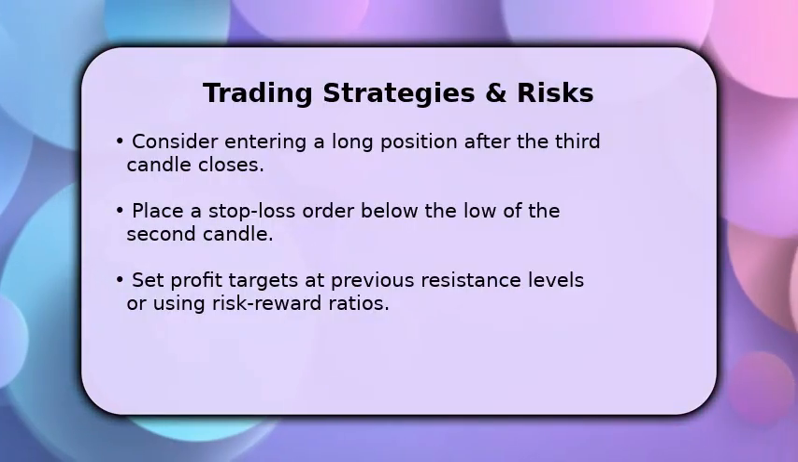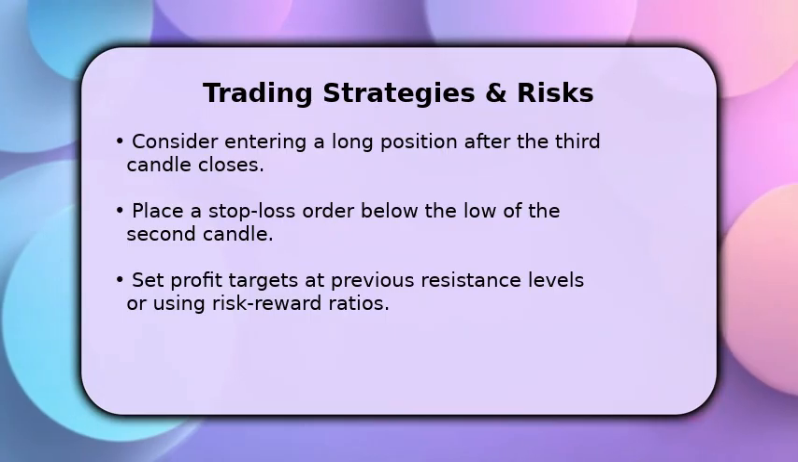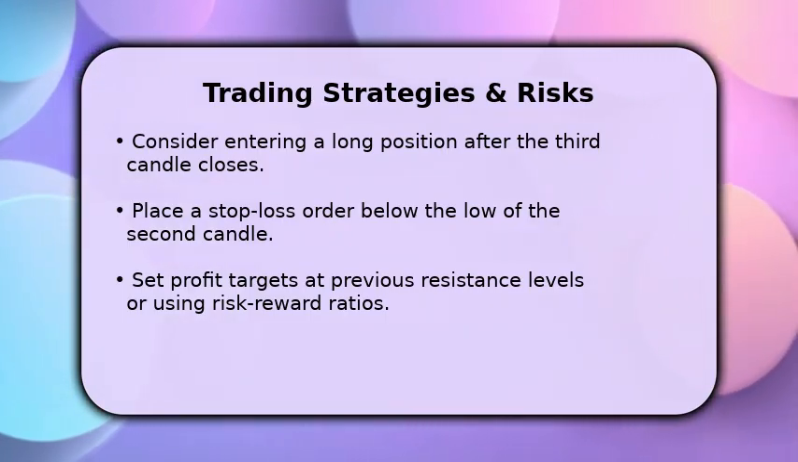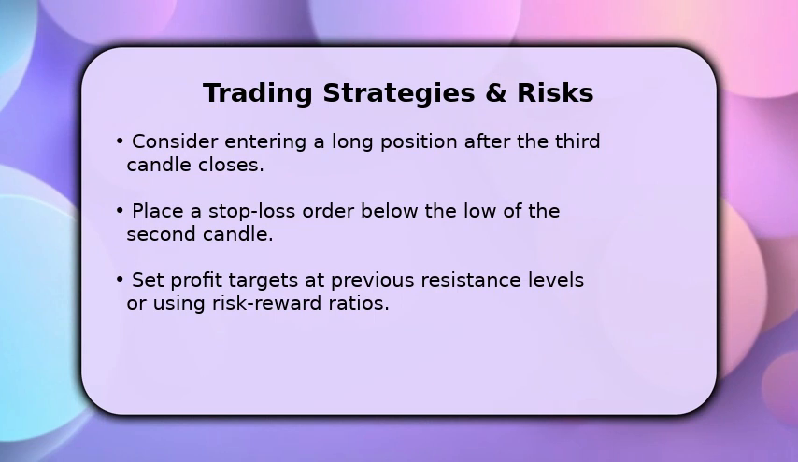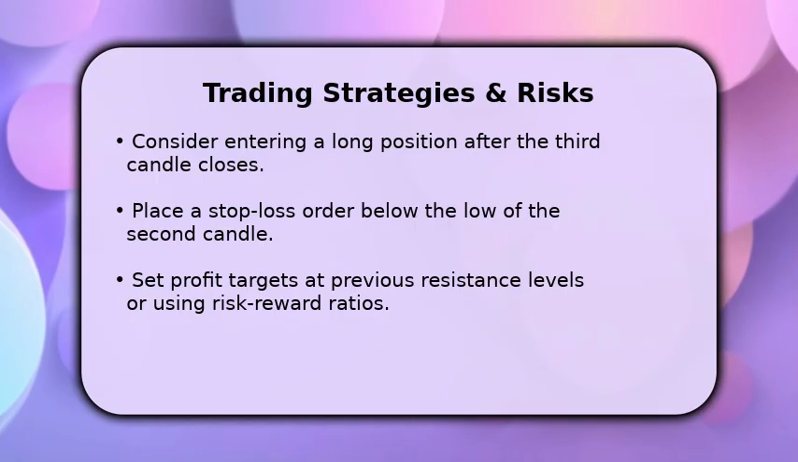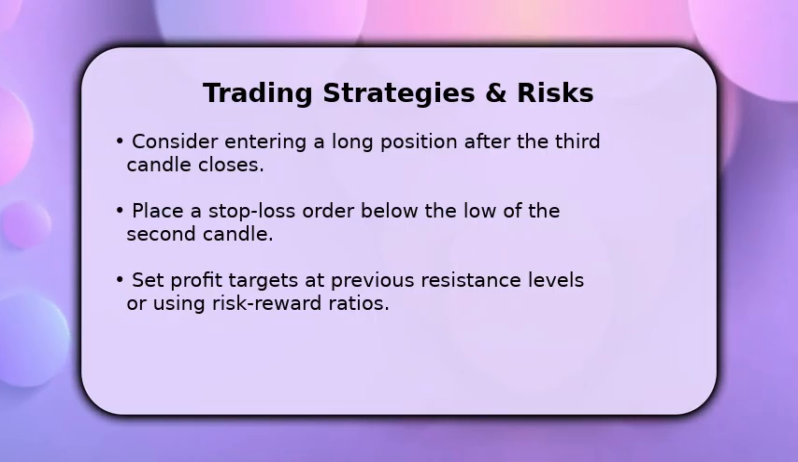When trading the morning star, a common strategy is to enter a long position after the third bullish candle closes, confirming the reversal. To manage risk, place a stop-loss order just below the low of the second, small-bodied candle. This helps limit potential losses if the pattern fails. Profit targets can be set at previous resistance levels or by using a favorable risk-to-reward ratio, such as 1:2 or 1:3.